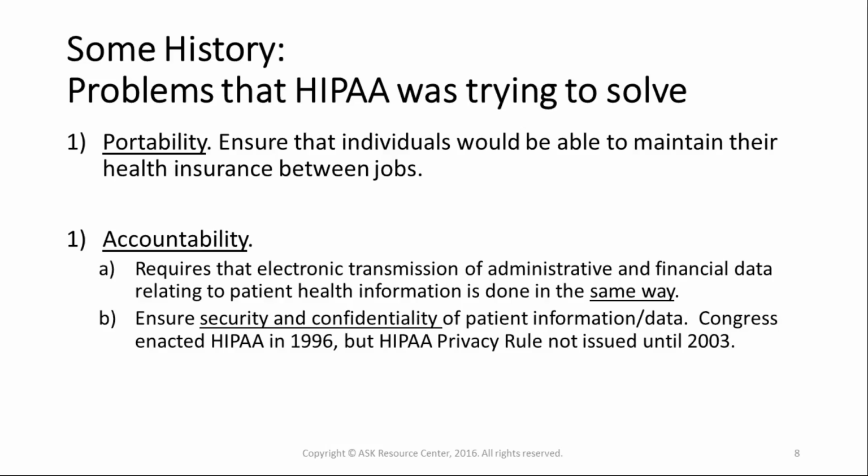The first thing was that HIPAA requires that electronic transmission of administrative and financial data relating to patient health information is done in the same way. Before HIPAA, everyone was sharing health information in different ways, and it was very hard to use and decipher. So HIPAA requires some consistency about how health information is recorded and shared among providers.